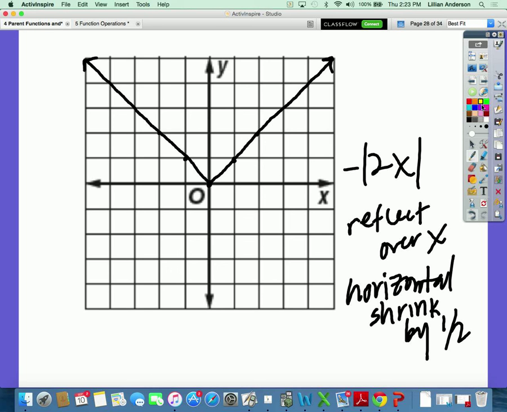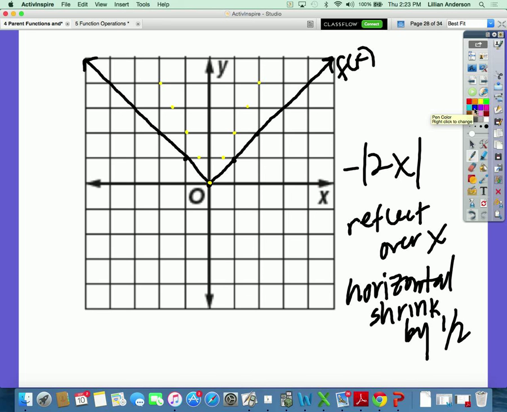Oh, okay. So 0, 0 stays there, but 1, 1 turns into 1/2, 1. 2, 2 becomes 1, 2. 3, 3 becomes 1.5, 3. 4, 4 becomes 2, 4. And then every single one of these points is getting what? Over.